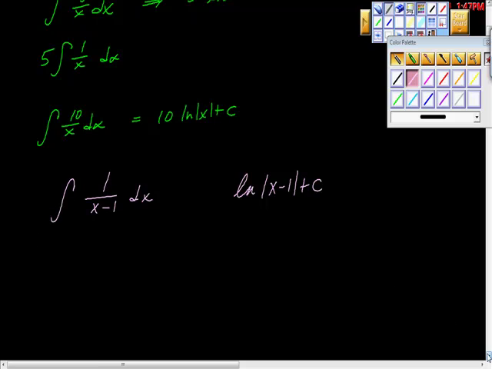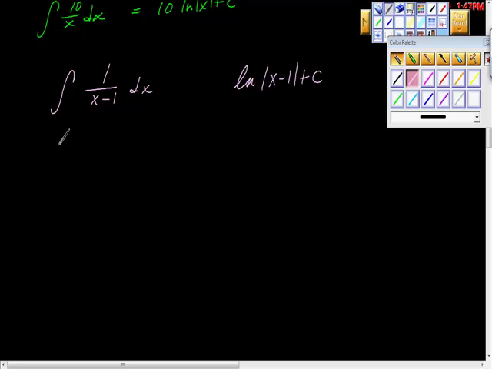Similar one. This is what we're doing, asking ourselves this question: is the numerator the derivative of the denominator? So here's the question. Find this, please. 1 over x minus 5 dx.